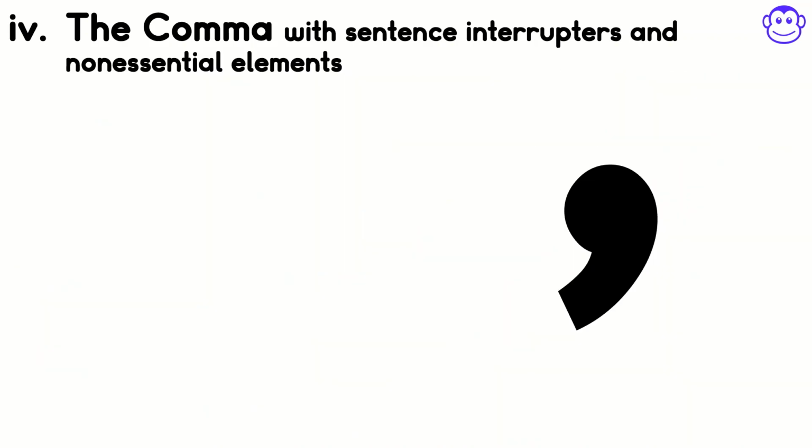A final review. Use commas to separate any sentence interrupter or non-essential element. If at the beginning of a sentence, place the comma after. If at the end, before. And if in the middle of a sentence, place commas either side. Be careful not to use commas to separate essential elements of a sentence.